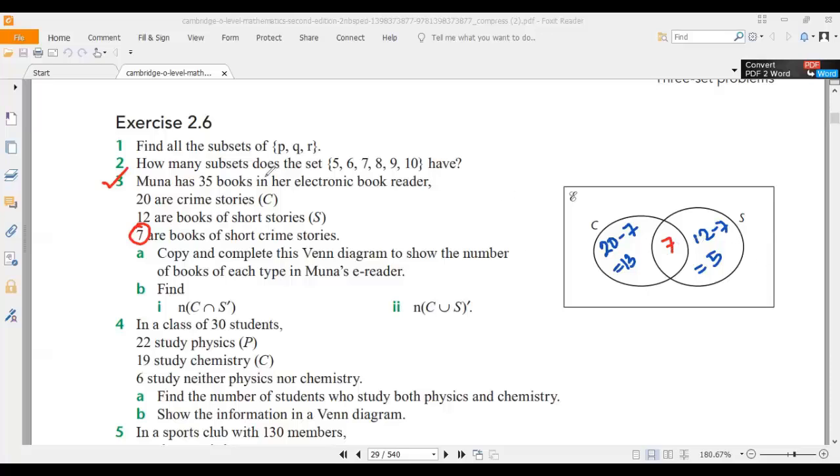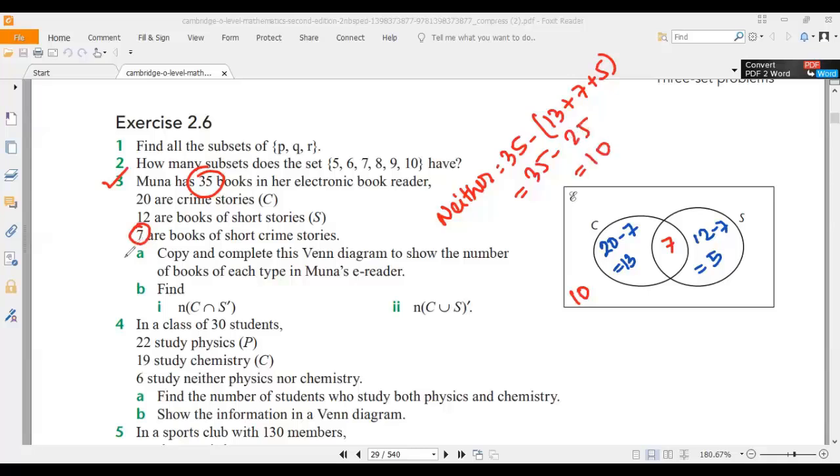So 13, 7, 5. There are some other books which are neither crime stories nor short stories. How many of them are there? Here 13 plus 7 is 20, 20 plus 5 is 25. So neither will be 35 minus 25, which is 10. So this is question number a.